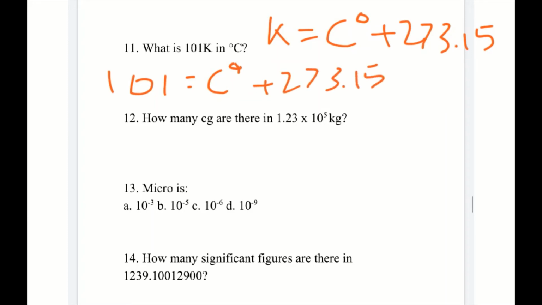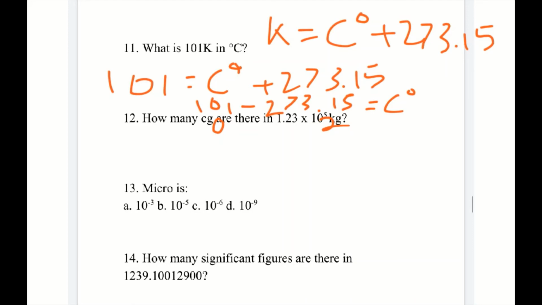And then you'll subtract 273.15 from both sides. So 101 minus 273.15 is equal to degrees Celsius. And we have to make sure to keep track of our sig figs. So when you're subtracting, you are going to look at the decimal places, and since this has 0 decimal places and this has 2 decimal places, our final answer will have 0 decimal places.